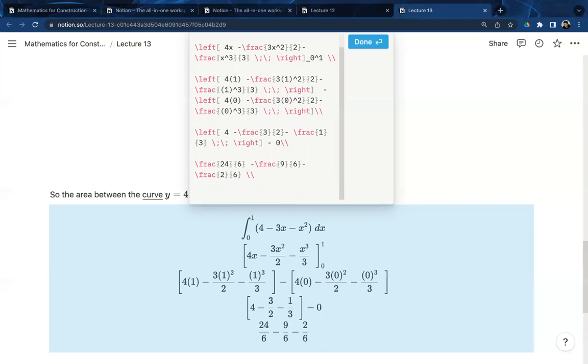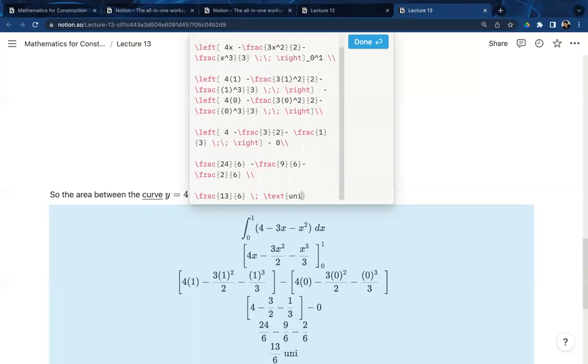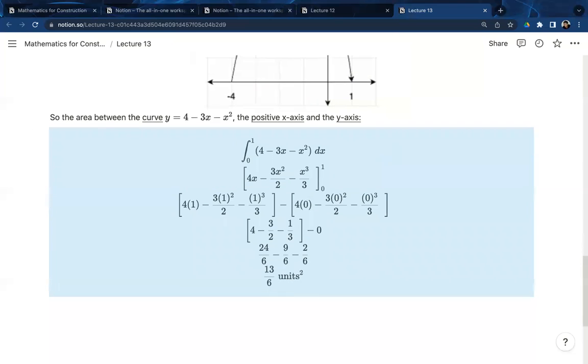So 24 minus 9 is what? 15. 15 minus 2 is 13. So you get 13 over 6 units. And we always say units squared because it's a measure of area.